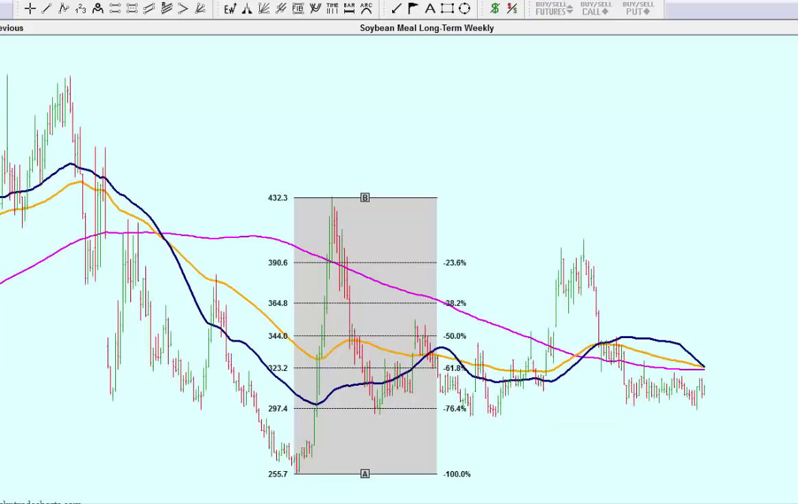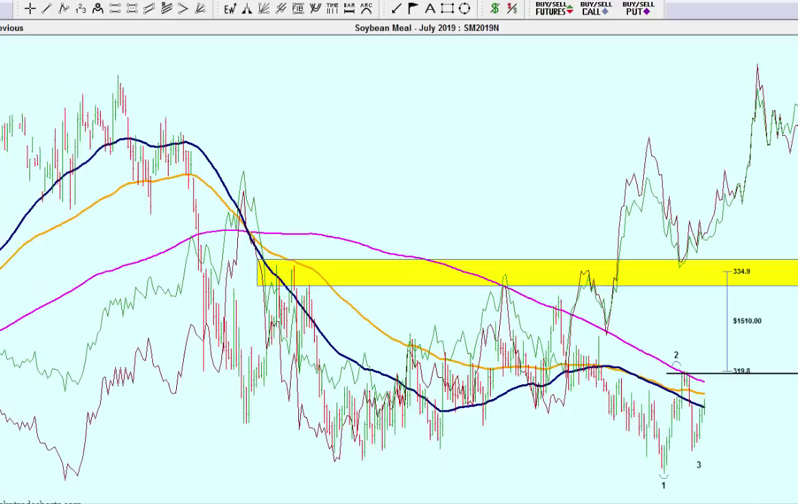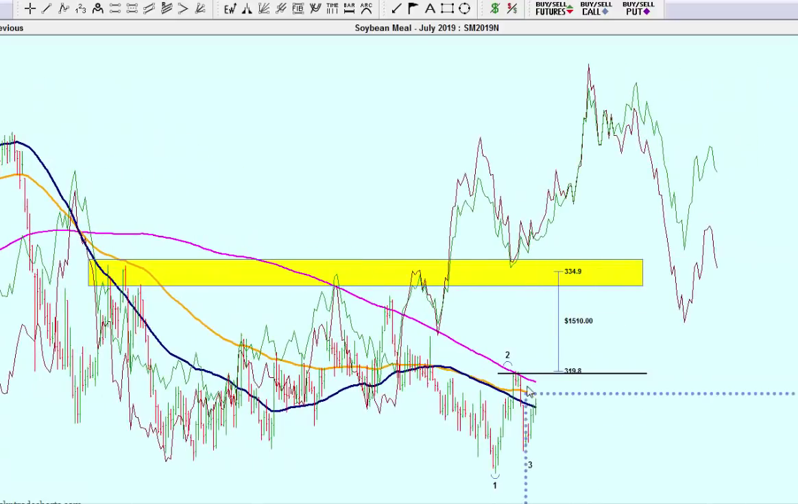If we go over to the weekly chart, you can see that we're trading below the moving averages here. We've been finding some decent support down here at this 76% Fibonacci retracement level, which is what we're holding. So again, going back to the July chart, we're watching and waiting for a break above the 320 area with an anticipated move up to the 330 to 335 area.